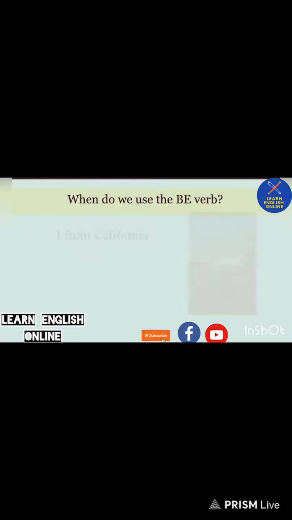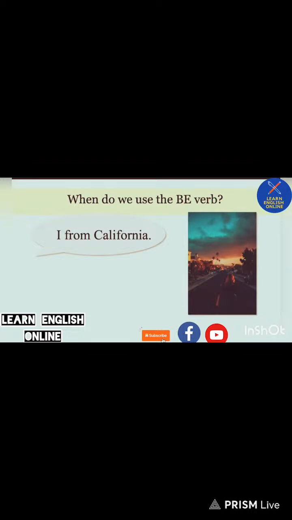Here's one more example. Can you see what is wrong? It is missing a be verb. What form of be should go here? Am. I am from California. This is correct grammar.